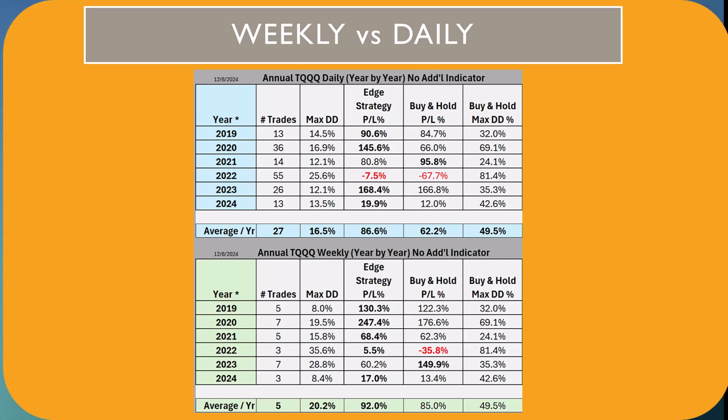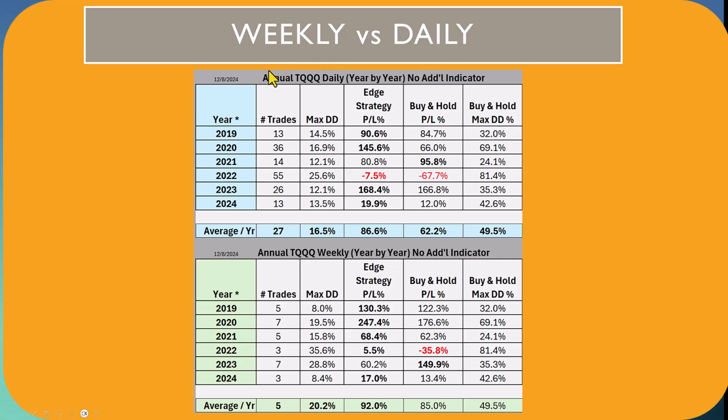In which case, in 2020, it would have had 36 trades, a drawdown of just less than 17%, profit loss of 145.6%, compared to buy and hold of 66%, and a drawdown with buy and hold of 69%. That's the thing with leveraged ETFs. They do tend to have a fairly high drawdown. If you look at it from a buy and hold perspective, these numbers are generally pretty high on a year-by-year basis.